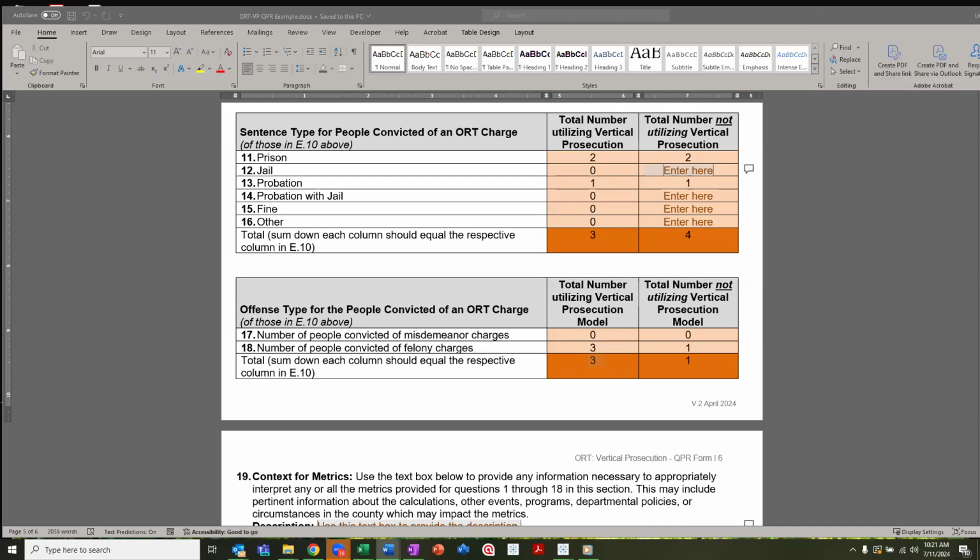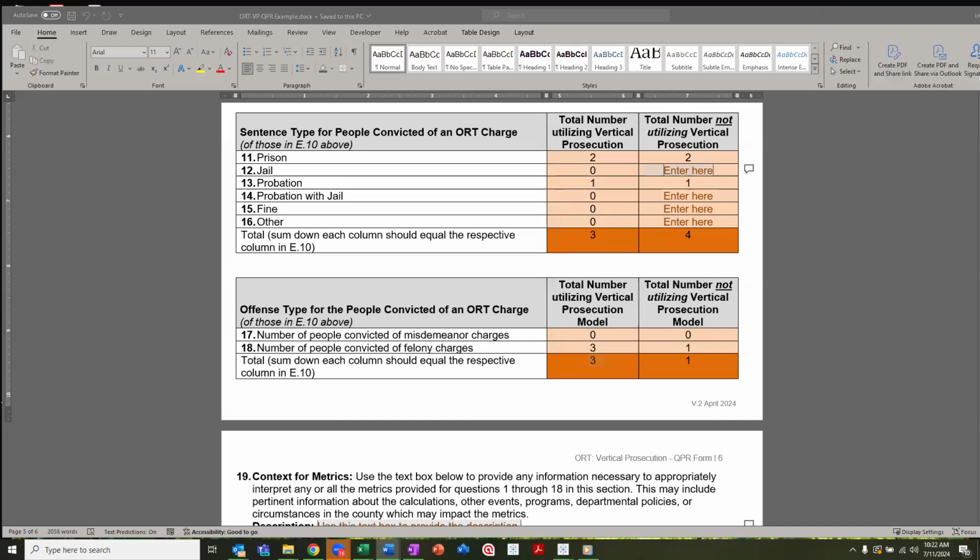No, I just want to know how I would report it because there isn't 4 people convicted of a felony and a misdemeanor. It's 2 people. Person A has a felony and a misdemeanor, and person B has a felony and misdemeanor. So it would be 2 and 2 in 17 and 18. It wouldn't be 4, it would be 2 people.